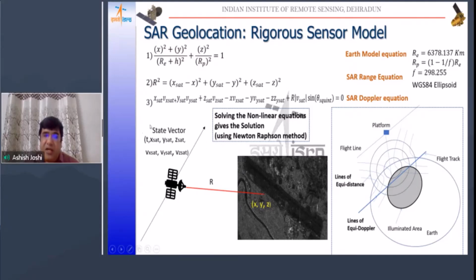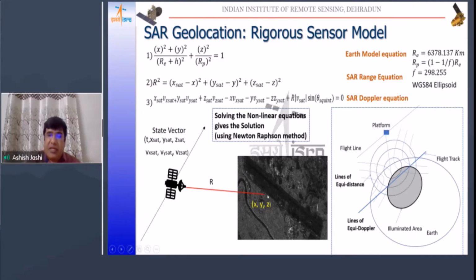Okay, so all this information is given in the SAR data. Means apart from the image, we will get the orbital ephemeris, which is called the state vectors, which contain the time, x, y, z, and the velocity vector. Okay, so from this information, we can form and we can geolocate any target pixel in a SAR image.